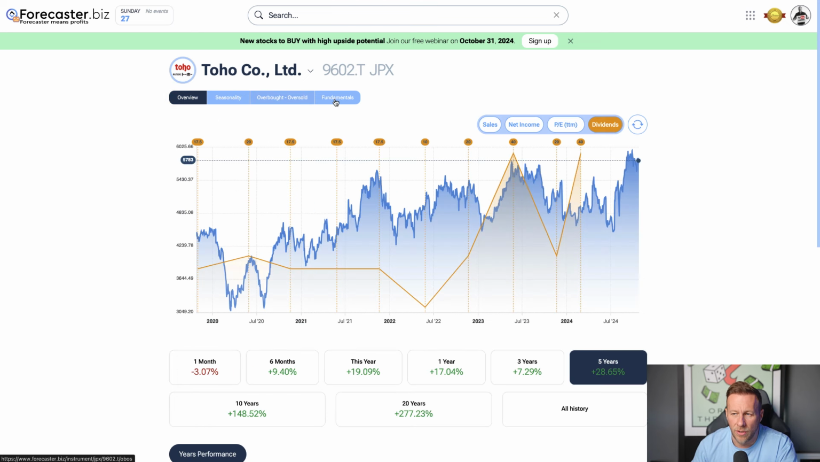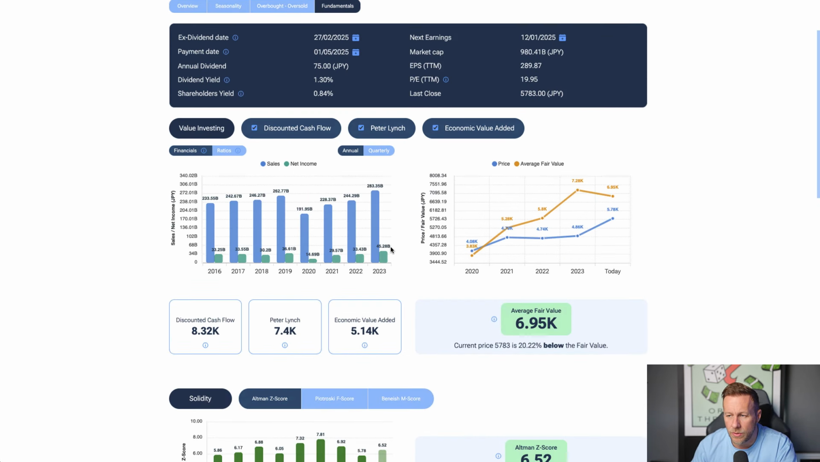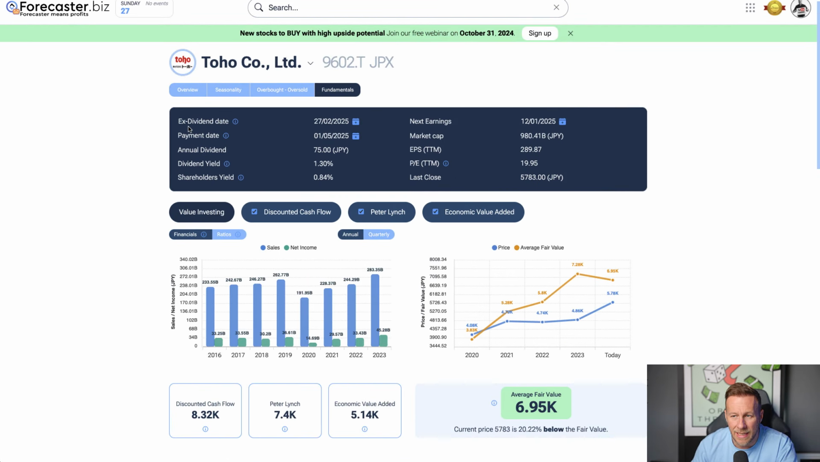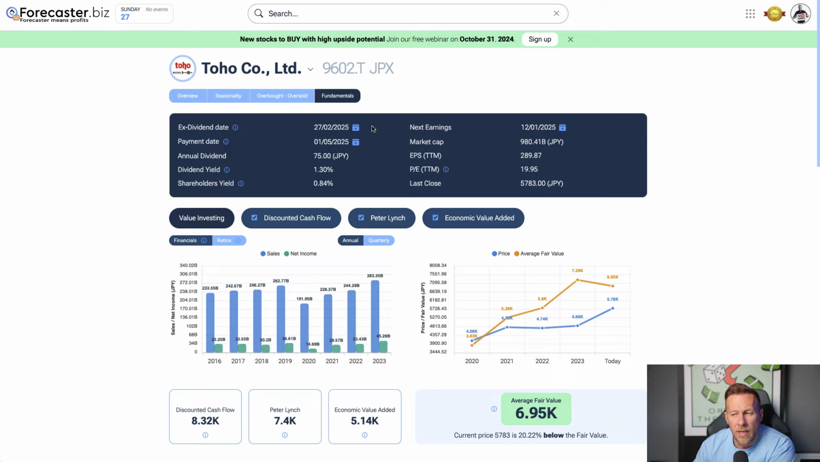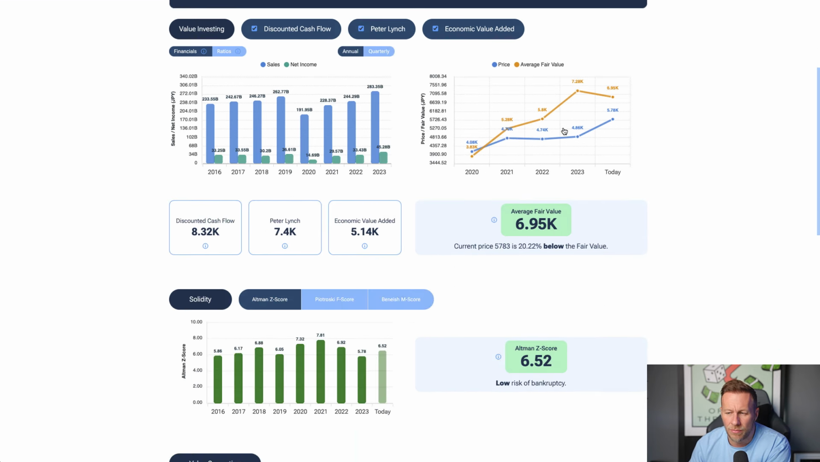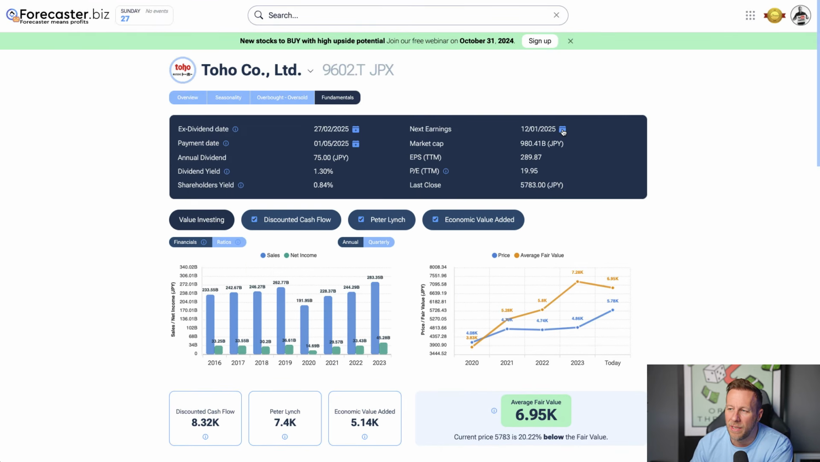Okay, and then lastly on this, if you go to the fundamentals, you can see that there's some dates here, right? You've got ex-dividend date, payment date, you've got next earnings dates. These are handy dates to know if you are following this particular stock, or you're waiting to see what comes out, or you're looking at manipulated earnings or whatever it might be. You just click on this calendar feature here, and this will be added to your calendar.